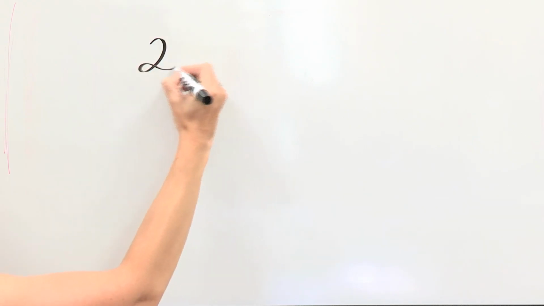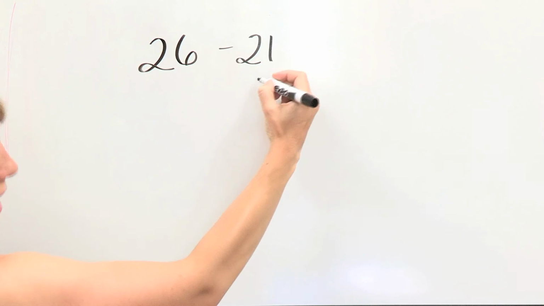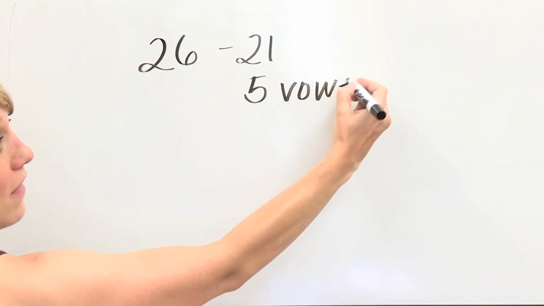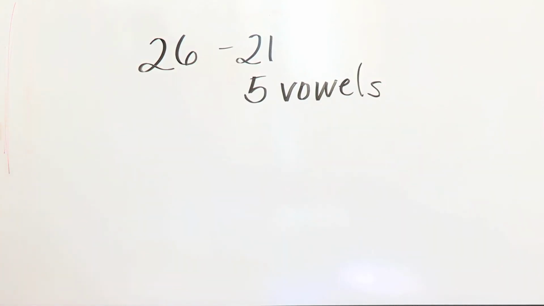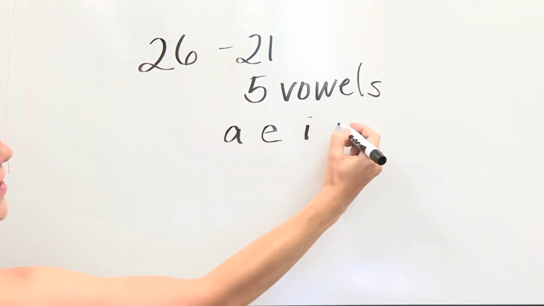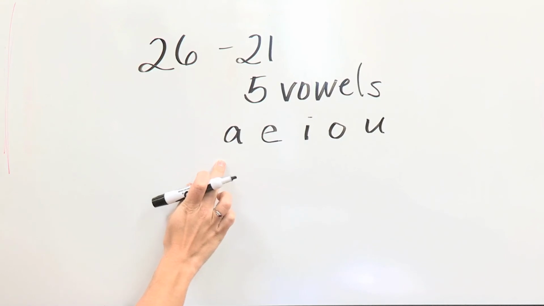There are 26 letters in the alphabet, right? 21 consonants and 5 vowels. Today we are going to talk about the vowels, all right? So the vowels, as you know, are A, E, I, O, and U. They make both long and short sounds, which we call phonemes.